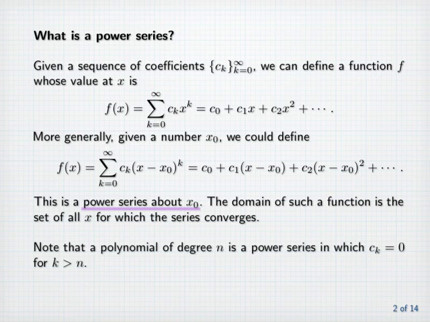Note that a polynomial of degree n is a power series in which c sub k is equal to 0 for all k greater than n. In fact, a good way to think about a power series is that it's a kind of super polynomial that may have infinite degree.